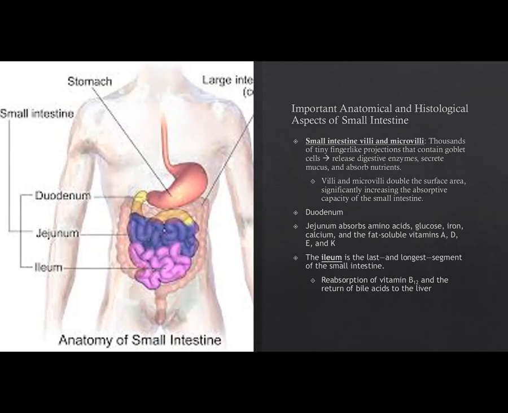You've got the duodenum, which absorbs amino acids, glucose, iron, calcium, and fat-soluble vitamins A, D, E, and K. And then you have the ileum, which is the last and longest segment of the small intestine. Once again, you can have that reabsorption of vitamin B12 and the return of bile acids to the liver. So if you have a gastric bypass, or if you were to remove part of the small intestine, both those things would affect your ability to have that vitamin B12.